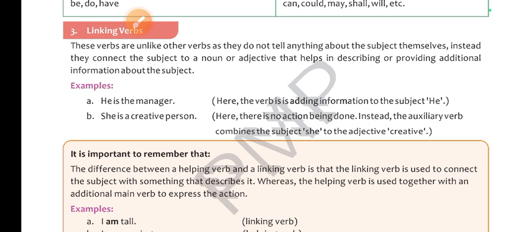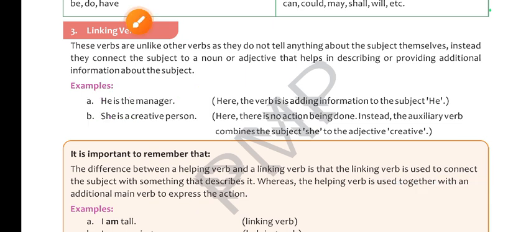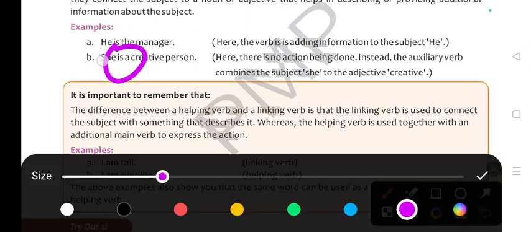For example, he is the manager. So here the verb is adding information about the subject. Here, is is used as a linking verb, right? She is a creative person. So here is adds the connection between she and creative person. All right.